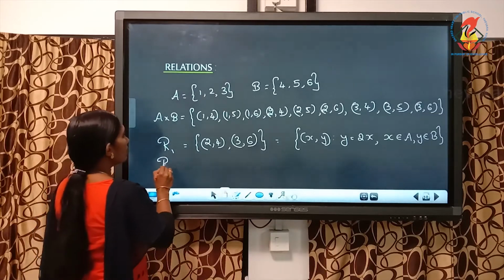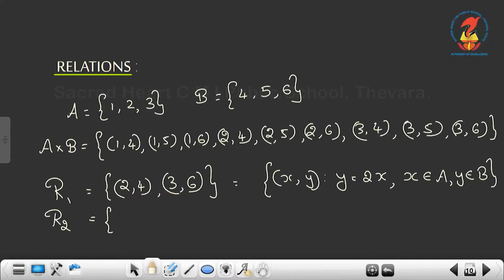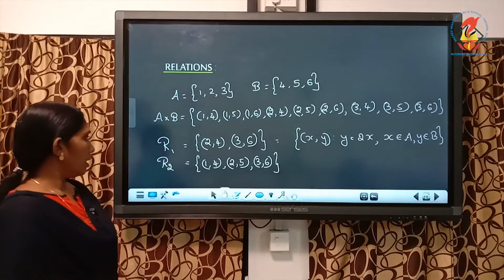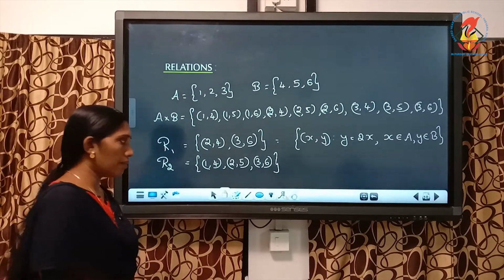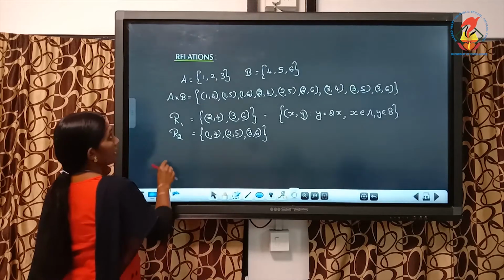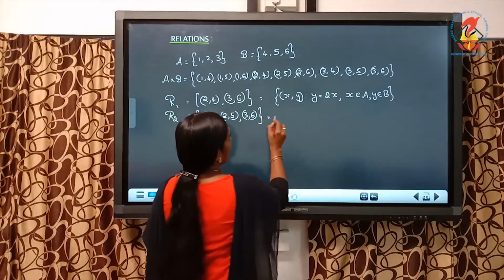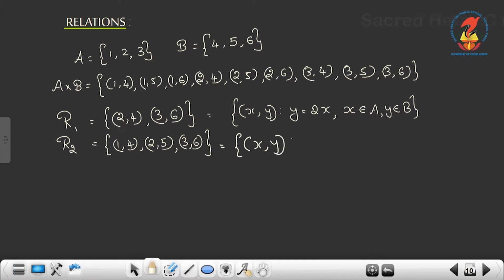Another example from this A cross B itself. Let R2 be equal to {(1,4), (2,5), (3,6)}. Is it a relation? What is the relationship between the first element and second element? Do you get the relation? We can write: 1 plus 3 is 4, 2 plus 3 is 5, 3 plus 3 is 6. So y is equal to x plus 3, where x is an element of A, y is an element of B.